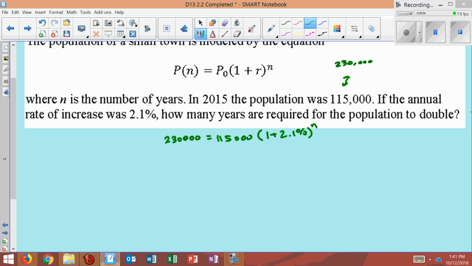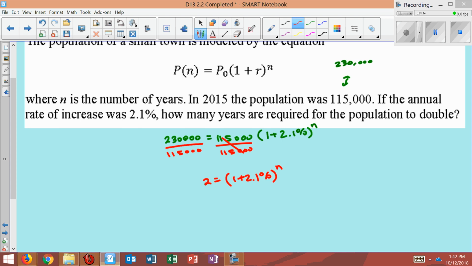Now, this is a really easy division here, because when you divide this, we already know what the number should equal. It should equal 2 because it needs to be double. So when I divide that out, I get that 2 is going to equal parentheses 1 plus 2.1% raised to the power of n.